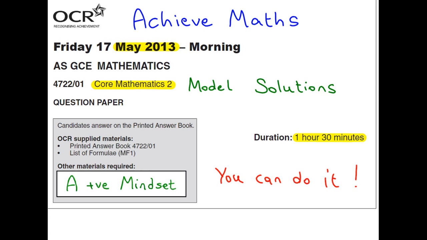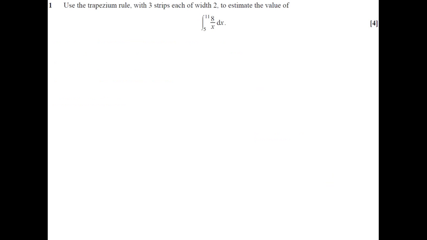Today what I'm going to do is work through the May 2013 exam paper and hopefully explain what I'm doing in each question. So let's begin. The example is OCR, by the way. Trapezium rule with 3 strips of width 2 to estimate the value of that integral.